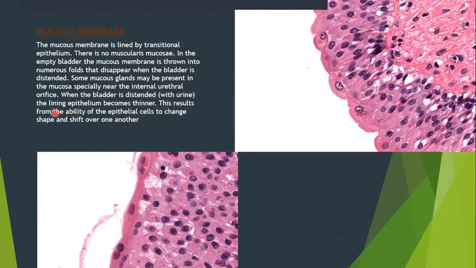This results from the ability of the umbrella cells of the epithelium to change shape and shift over one another. Here you can see the bladder is relaxed. You can see they are dome-shaped. But here you can see it is filled with urine and becomes stretched. And you can see this umbrella cell here, it is binucleate, and they have the ability to change shape.